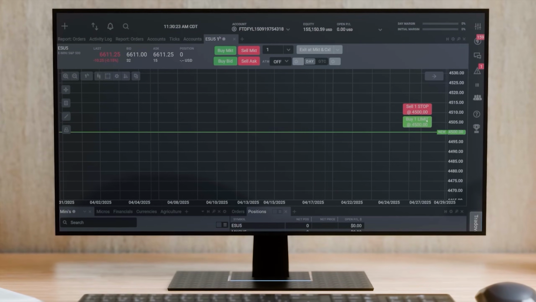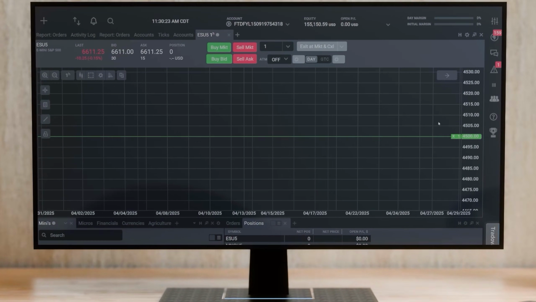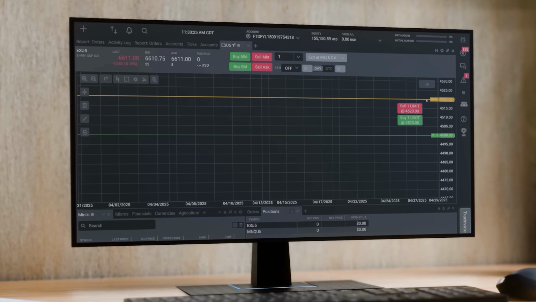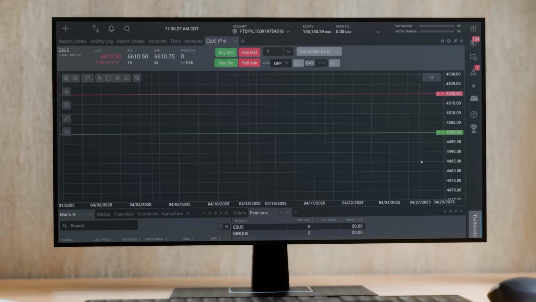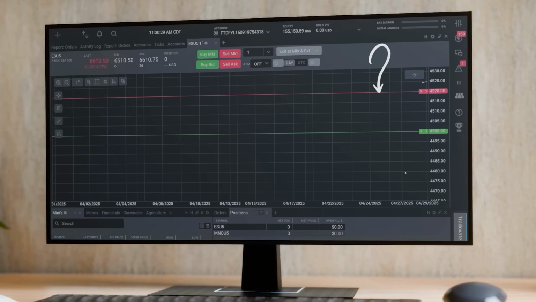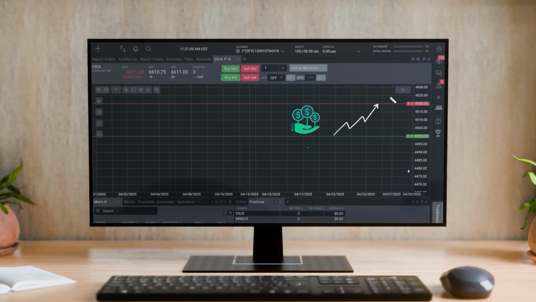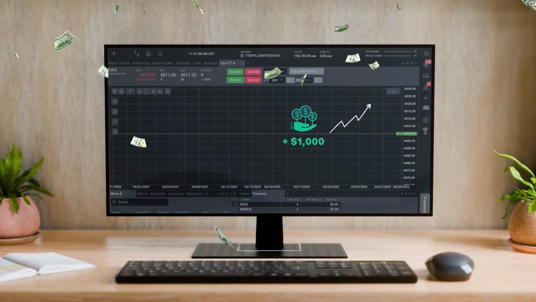Let's say you think ES is going up and you get in with a limit order at 4,500. For your profit target, let's say you place a sell limit order at your target price, maybe 4,520, where you think the move will end. The sell limit sits and waits, and if the price hits 4,520, you automatically exit with a 20-point profit. You're selling to close your buy position.